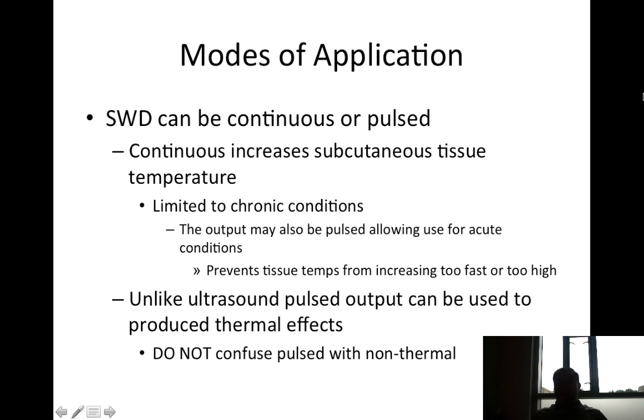So again, diathermy can be continuous or pulsed. Continuous increases the subcutaneous tissue level. Typically, continuous is limited to chronic conditions. Output may also be pulsed, allowing for acute conditions to be treated. This prevents tissue temperatures from increasing too high or too fast.